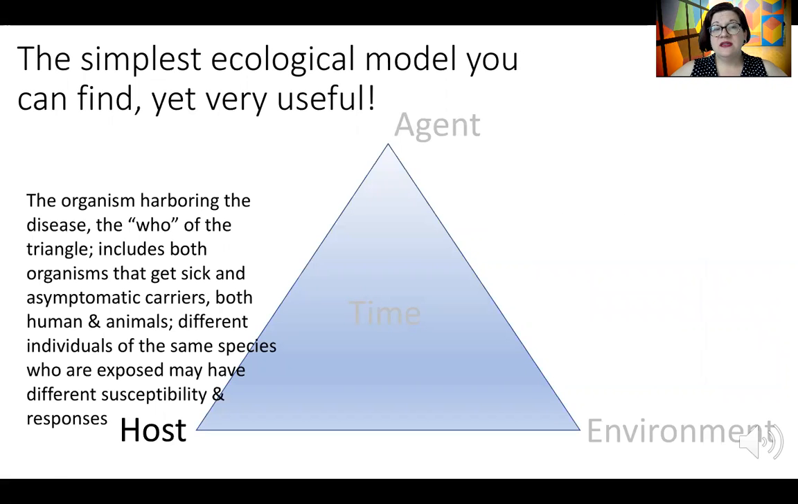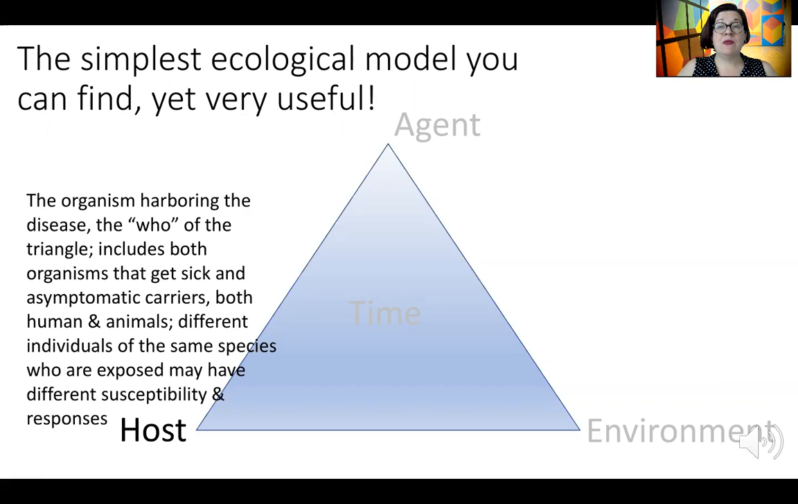The host is the organism that harbors the disease. That means it's the who of the triangle. This includes both organisms that get sick and who have symptoms, in some cases can potentially die from the disease, and then others that may be asymptomatic carriers. And that can be an individual or a species level trait.